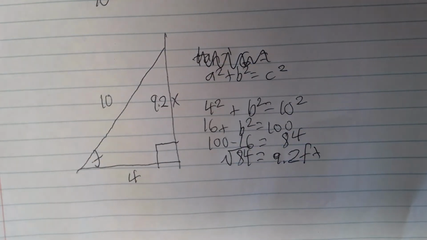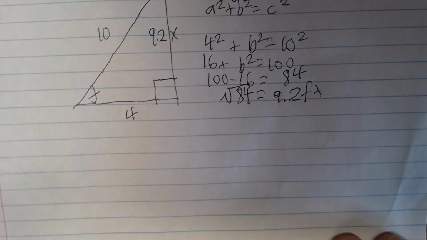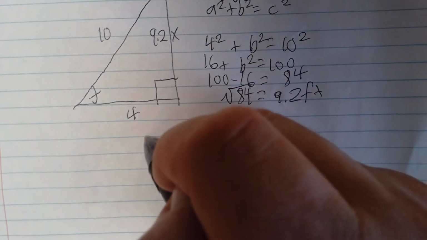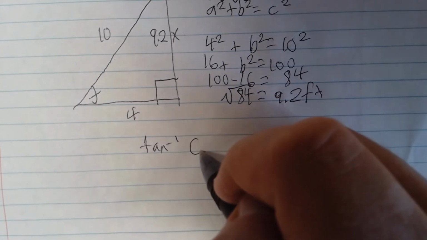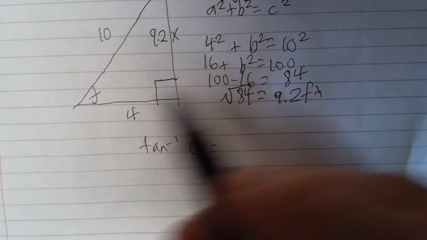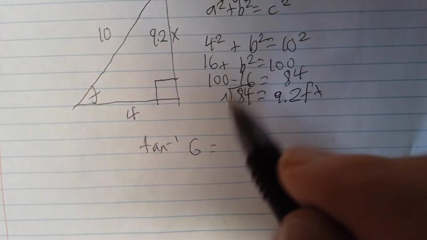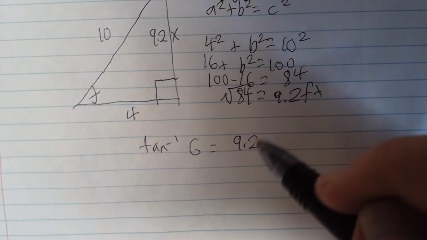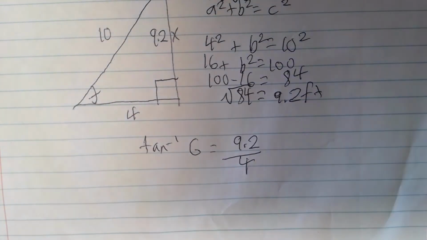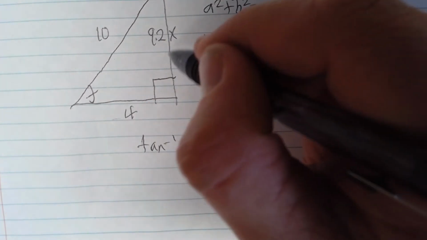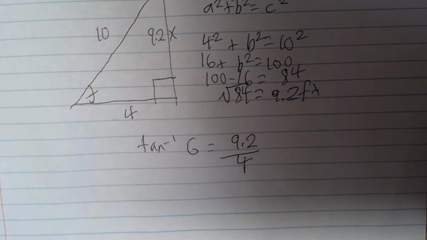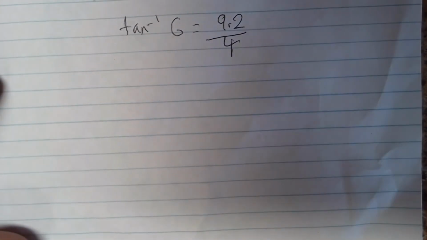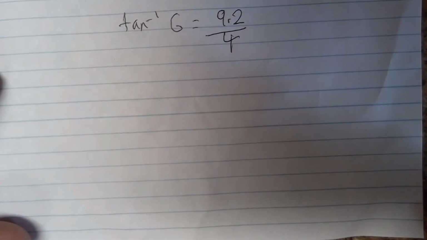We now have 9.2 to work with. Now we can go ahead with our tangent, as we were going to do to begin with. Tangent inverse G equals, here's the angle we're trying to find. 9.2 is opposite. 4 is right beside. The long side is never adjacent, by the way. For tangent, you use side A and side B. You don't use the longest side. It's just the rules of tangent. When we get to the other ratios, you'll be using the long side, but not for tangent. And today we're focusing only on tangent.